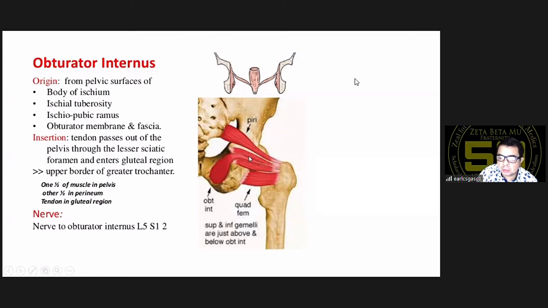There are two muscles that sandwich it, the superior and inferior gemelli, which join its tendon and insert into the tendon of your obturator internus. This is a long muscle. Half of the muscle is in the pelvis, half of it is in the perineum, while its tendon is in the gluteal region. So this muscle spans three regions, half in the pelvic region, half in the perineal region, and a part of it in the gluteal region. Its insertion is in the gluteal region. It is innervated by the nerve to obturator internus, L5 and S1 and S2 nerve roots. Okay?